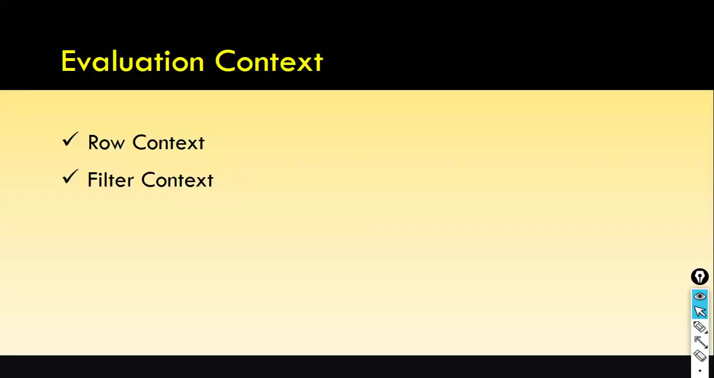There are two types of evaluation context in general: row context and filter context. So what is a row context? When you create a calculated column, it performs a row by row operation. Even in the case of a measure, you can implement the row context. And you can use the filter context as well.